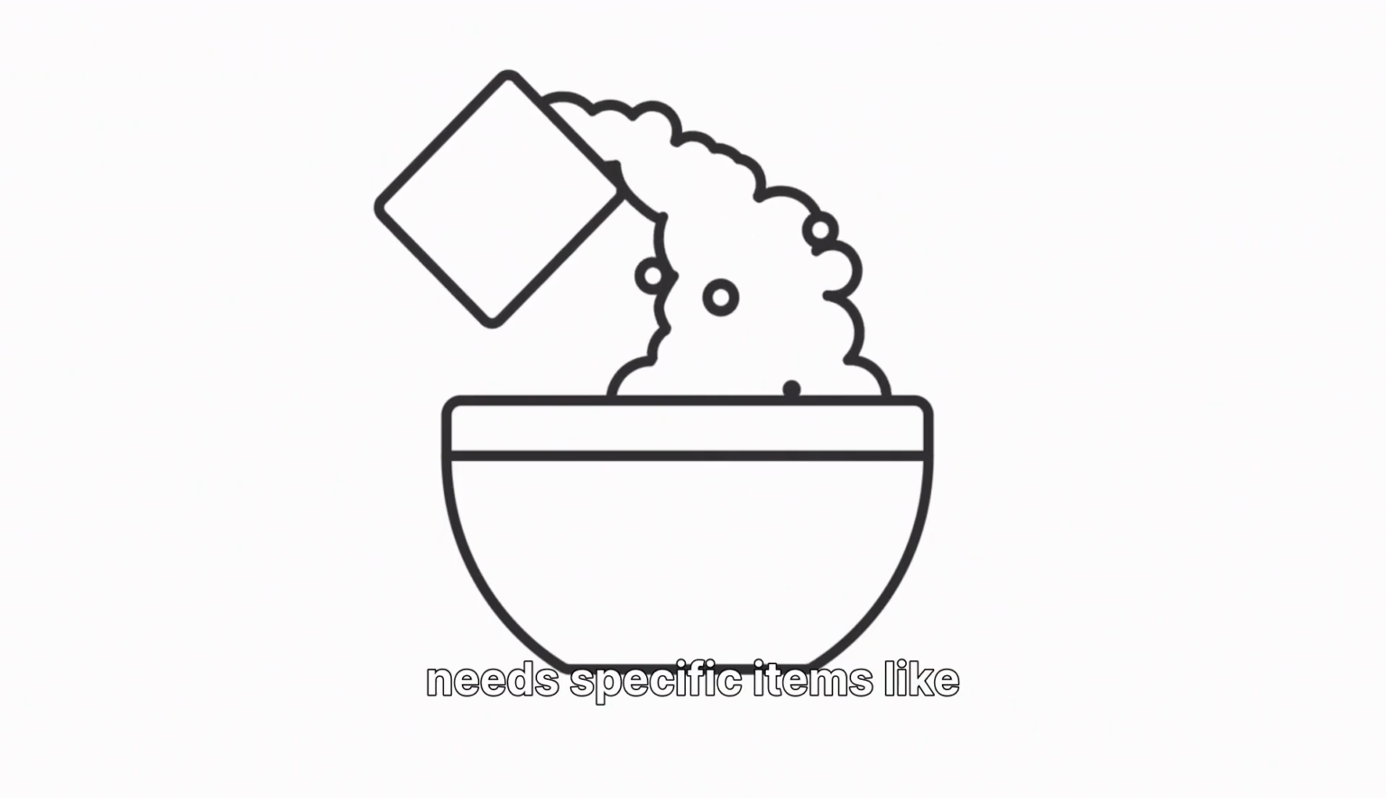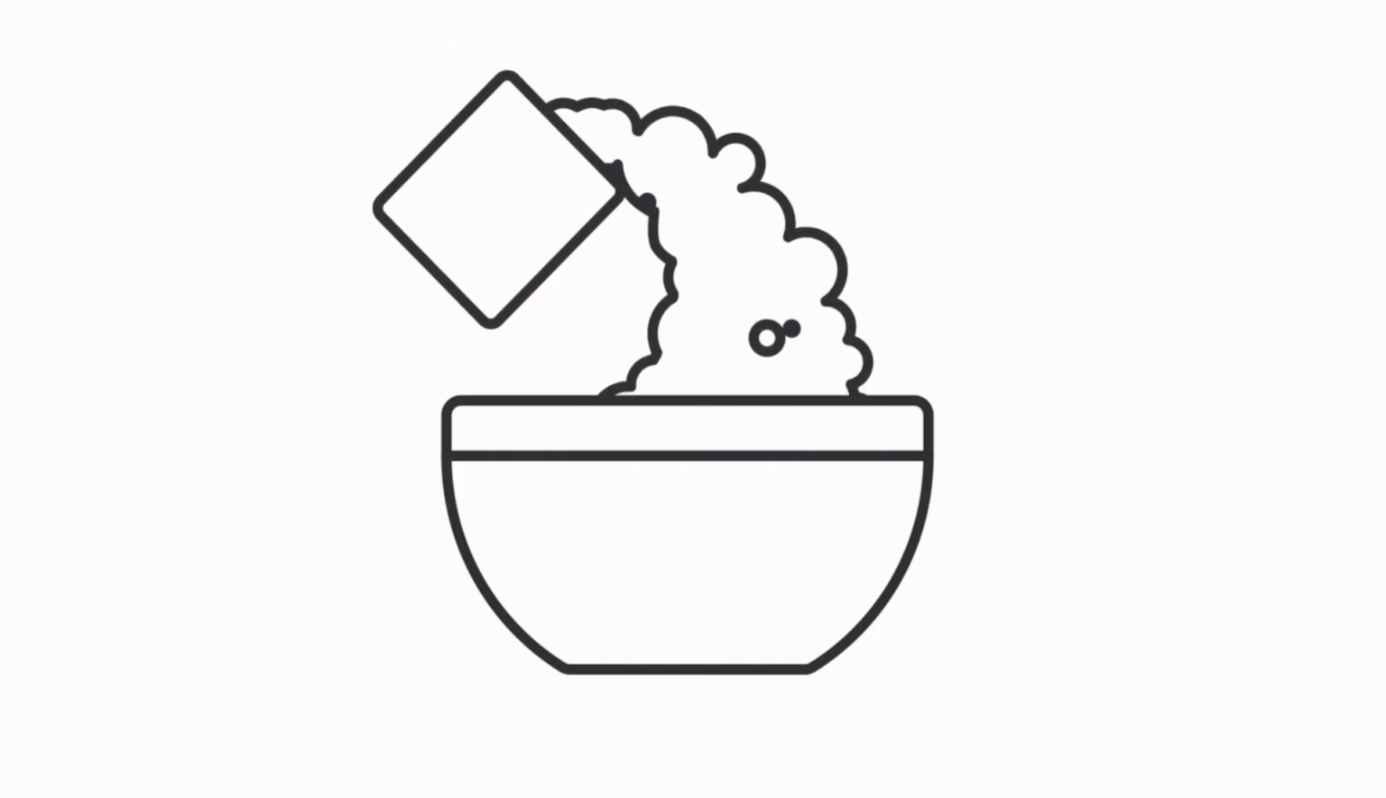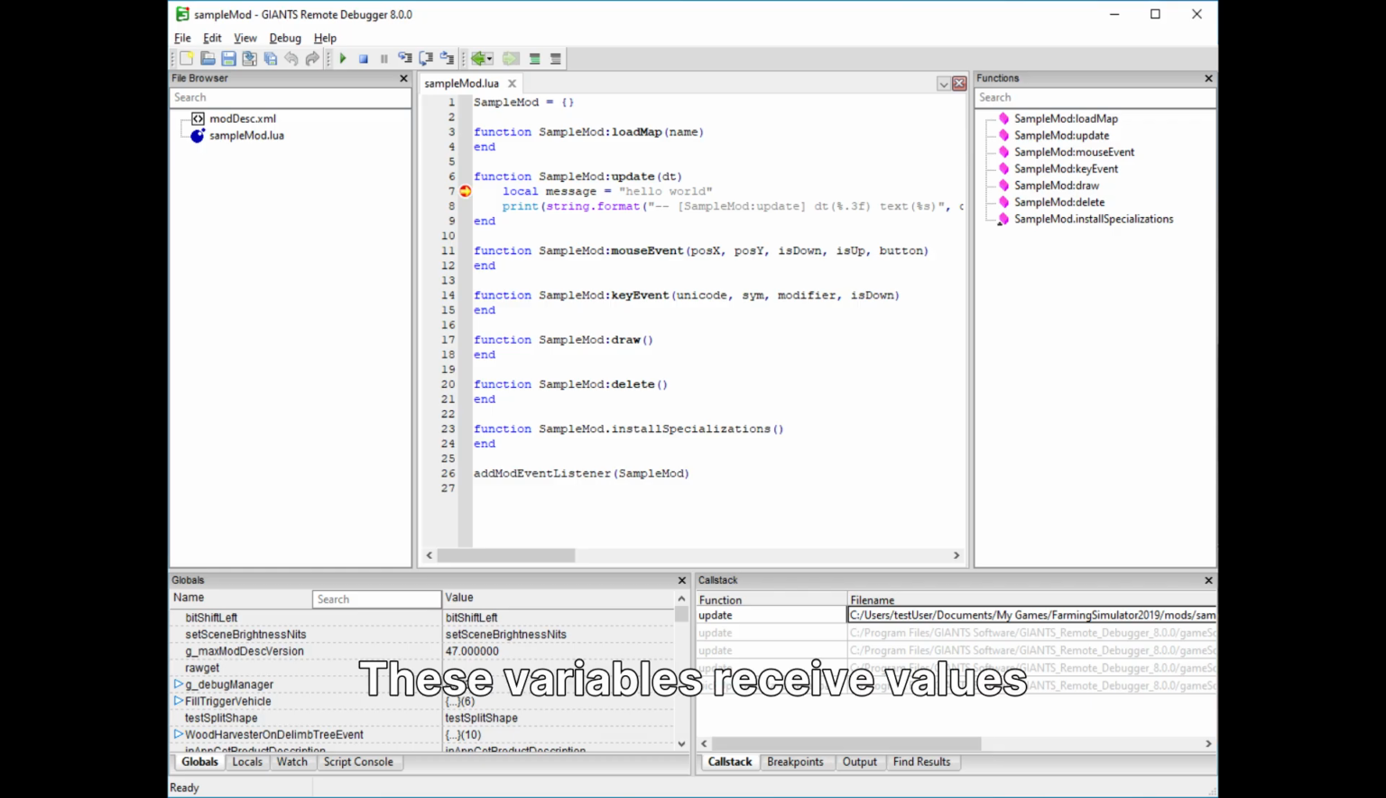Just as a recipe needs specific items like flour and eggs to create a delicious dish, a function needs parameters to perform its task effectively. These variables receive values when a function is called, making your code flexible and highly reusable across different scenarios.